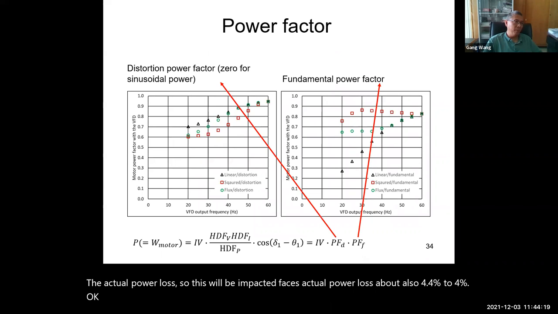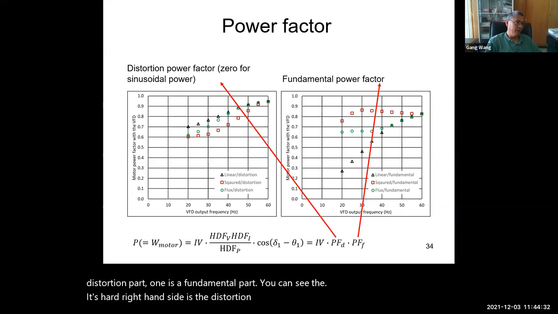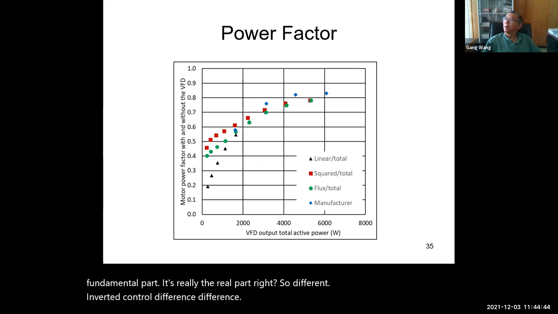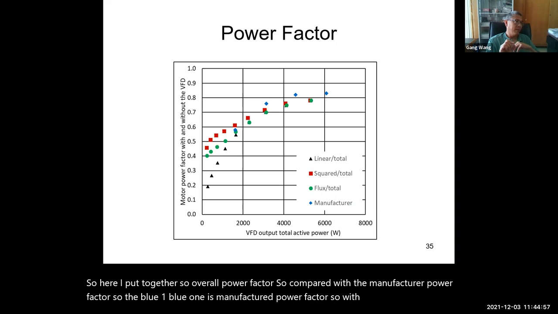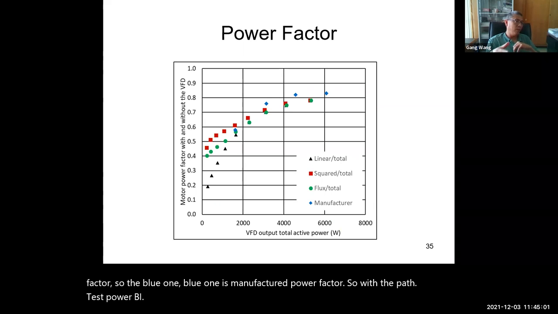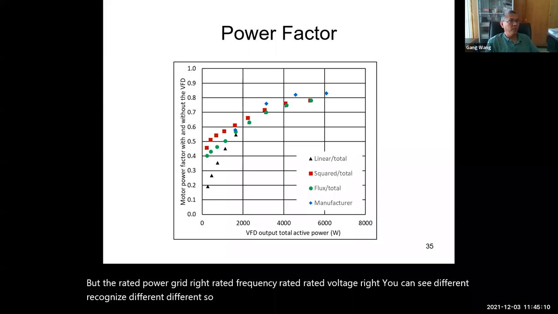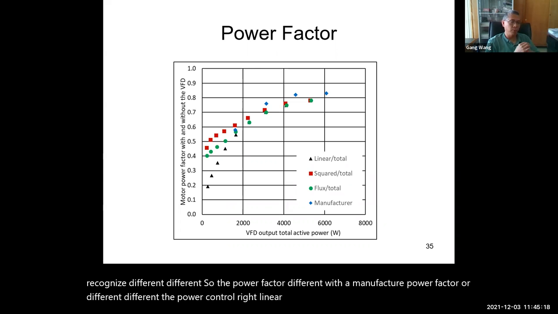Okay, so for the overall power factor, I split the power factor into two parts: a distortion part and a fundamental part. You can see the chart. The left-hand side is the distortion part generated by the VFD, and the right-hand side is the fundamental part, which is really the real part. Different voltage controls give different results. So here I put it together, comparing the overall power factor with the manufacturer power factor. The blue one is the manufacturer power factor, tested with the rated power grid, rated frequency and rated voltage. You can see the power factor differs from the manufacturer power factor and differs across the power controls: linear ratio, square ratio, and flux optimizer.